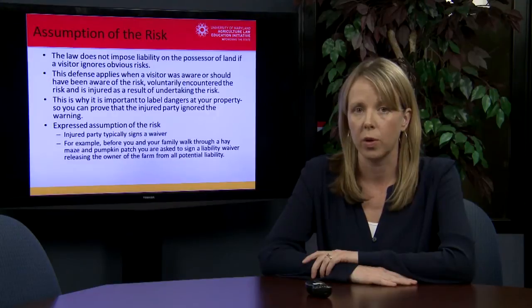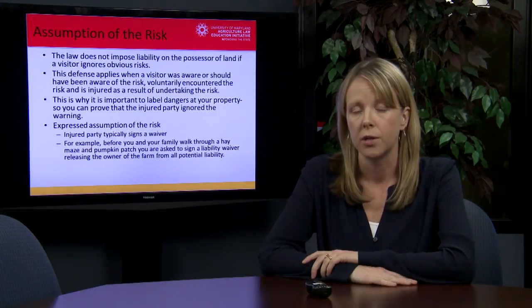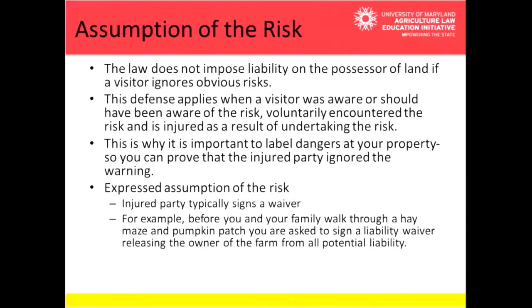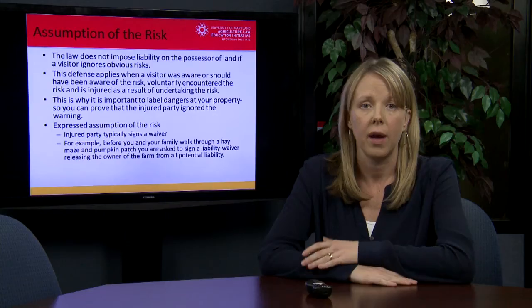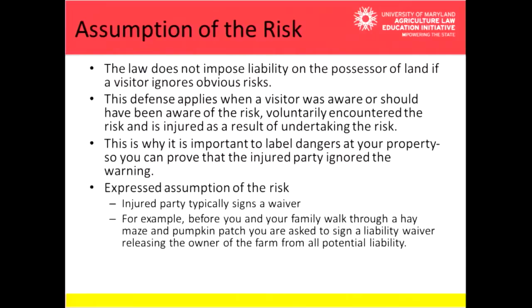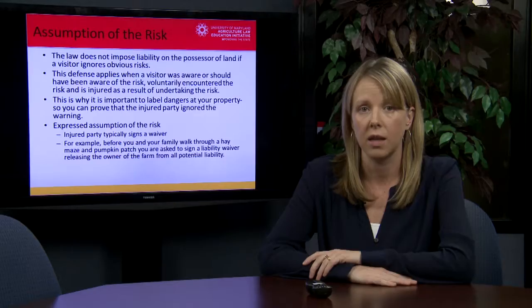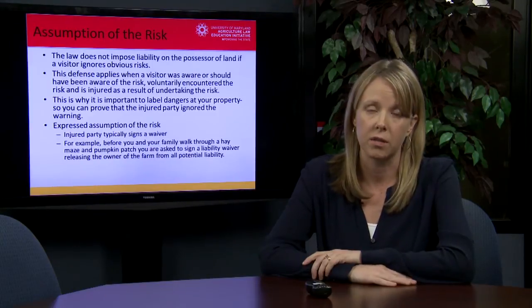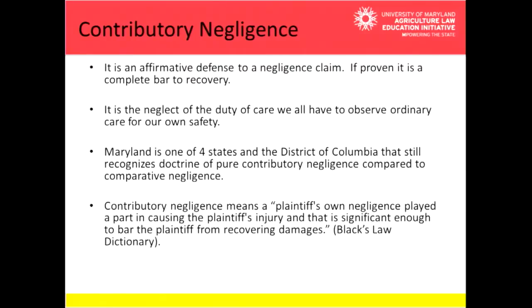This is why it's very important to label dangers at your property, so you can later prove that the person who was injured ignored the risk that was clearly labeled. For example, a no trespassing sign or a label of hazardous chemicals on a building, that sort of thing. A way that is very easy to prove assumption of the risk is if you can prove an expressed assumption of the risk when someone signs a liability waiver. If you have a signed liability waiver of someone where they expressly assumed the risk, this is a wonderful defense that you can use. Another defense to premises liability is that of contributory negligence.